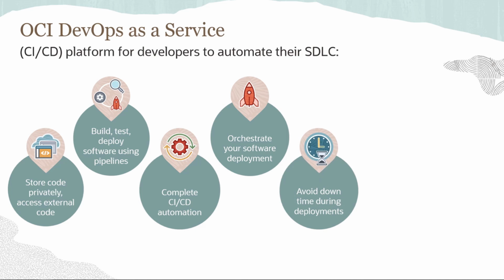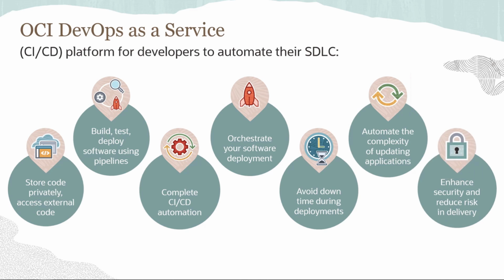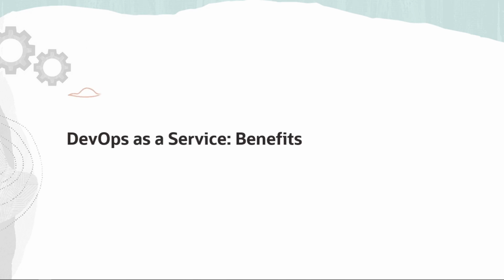It helps you avoid downtime during deployments through the blue-green and canary deployment strategies. It helps you automate the complexity of updating applications. Automation reduces the chance of human error that might introduce a security vulnerability. It enhances the security and reduces risk in delivery. As DevOps enables faster software delivery, security bugs can be resolved quickly by rolling out a fix. Let's take a look at some of the DevOps as a service benefits.